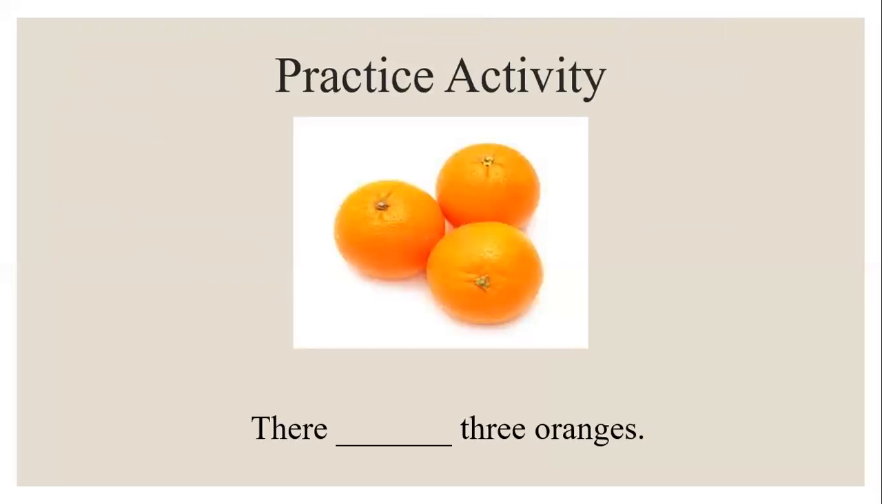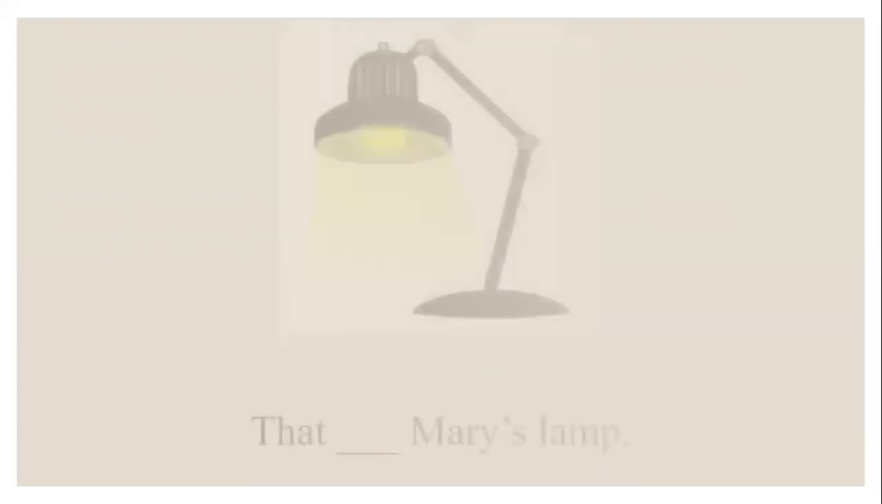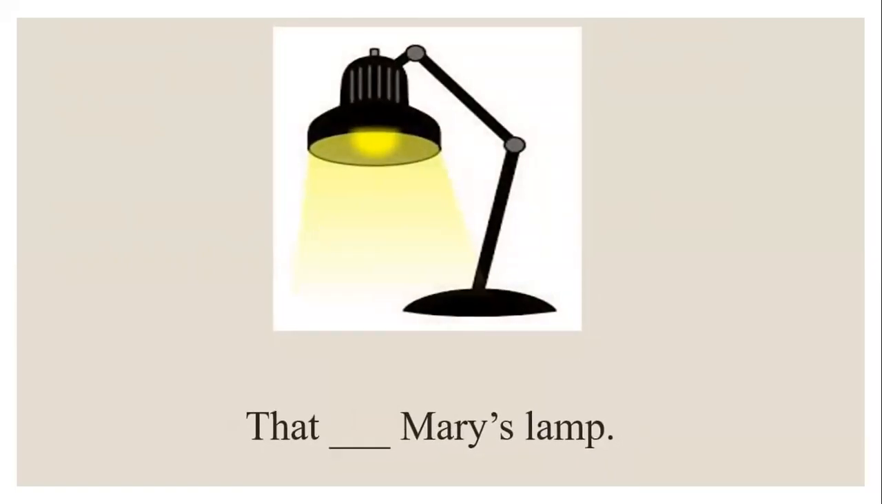Practice activity. Now, if you look carefully at my screen, you can see 1, 2, 3 oranges. So there blank 3 oranges. We use are. There are 3 oranges. That blank Mary's lamp. Do we say that are Mary's lamp or do we say that is Mary's lamp? If you said is, then you are correct. That is Mary's lamp.